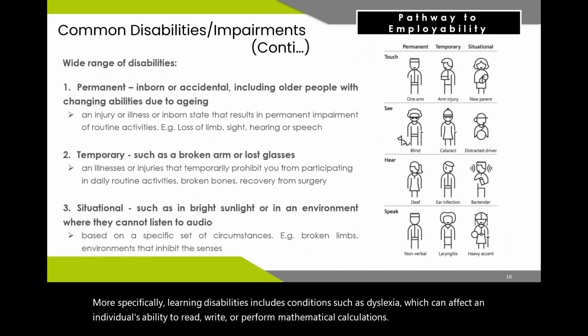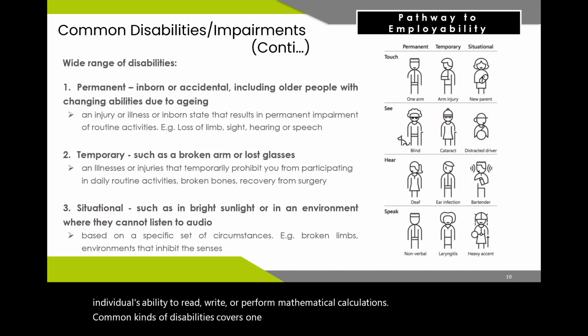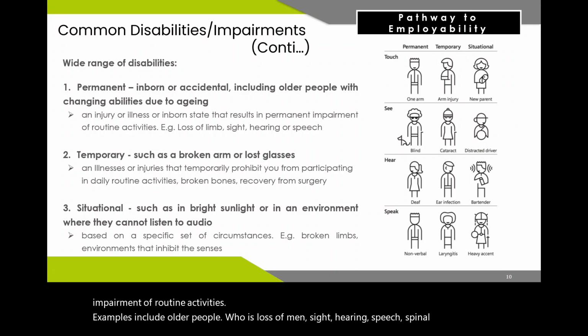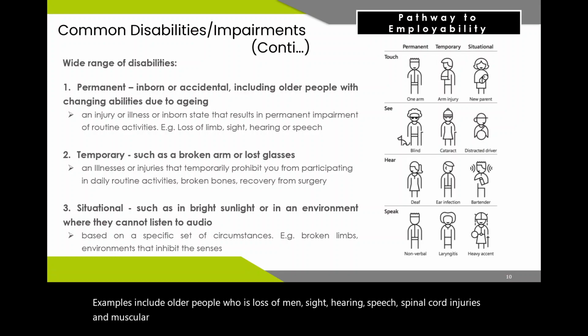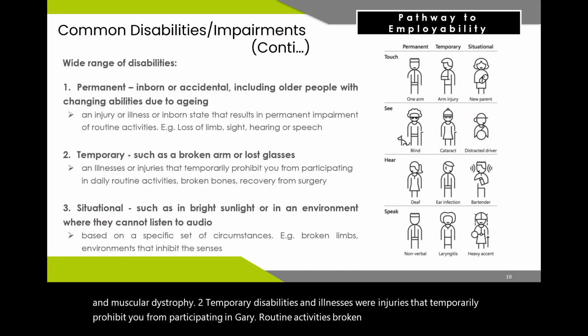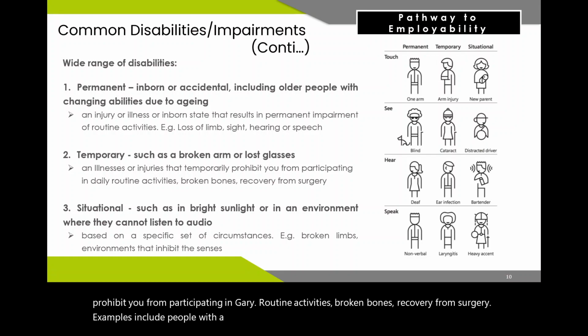Common kinds of disabilities cover a wide range, like 1. Permanent disabilities, which means an injury, illness or inborn state that results in permanent impairment of routine activities. Examples include older people, loss of limb, sight, hearing, speech, spinal cord injuries and muscular dystrophy. 2. Temporary disabilities, illnesses or injuries that temporarily prohibit you from participating in daily routine activities. Examples include people with a broken arm or lost glasses, broken bones, post-surgical recovery.